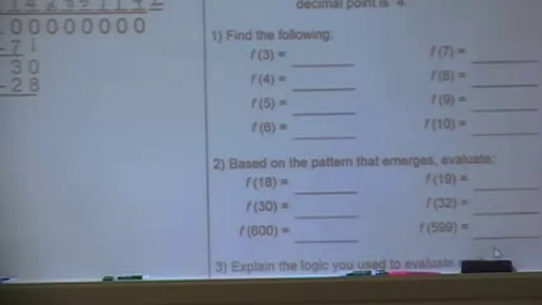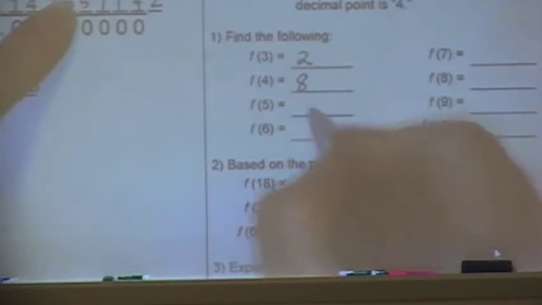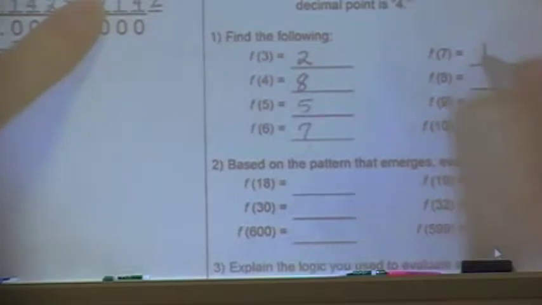Okay, so f of 3 means 3 places to the right of the decimal, because this n represents that 3, so this is 2. This one would be 8, because f of 4 would be 8. This one, f of 5 is 5. F of 6 is 7. F of 7 is 1, 4, 2.